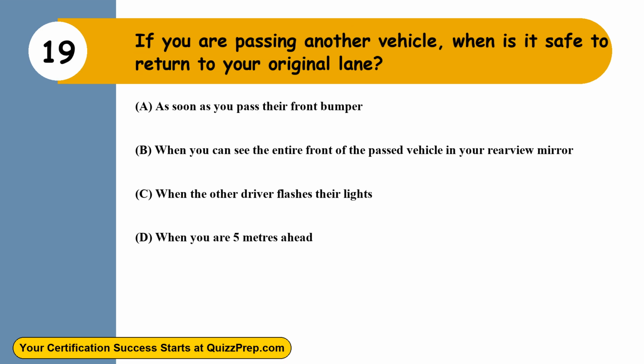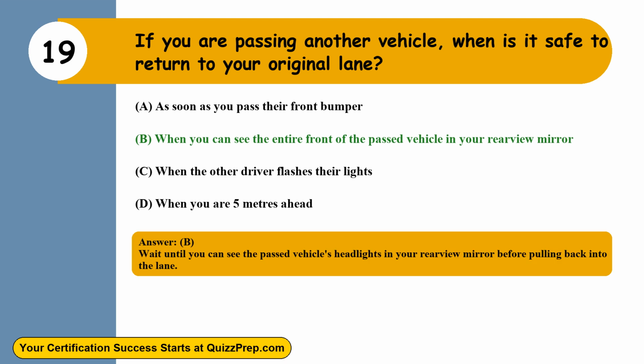Question 19. If you are passing another vehicle, when is it safe to return to your original lane? Option A, as soon as you pass their front bumper. Option B, when you can see the entire front of the passed vehicle in your rearview mirror. Option C, when the other driver flashes their lights. Option D, when you are 5 meters ahead. The correct answer is option B. When you can see the entire front of the passed vehicle in your rearview mirror. Wait until you can see the passed vehicle's headlights in your rearview mirror before pulling back into the lane.